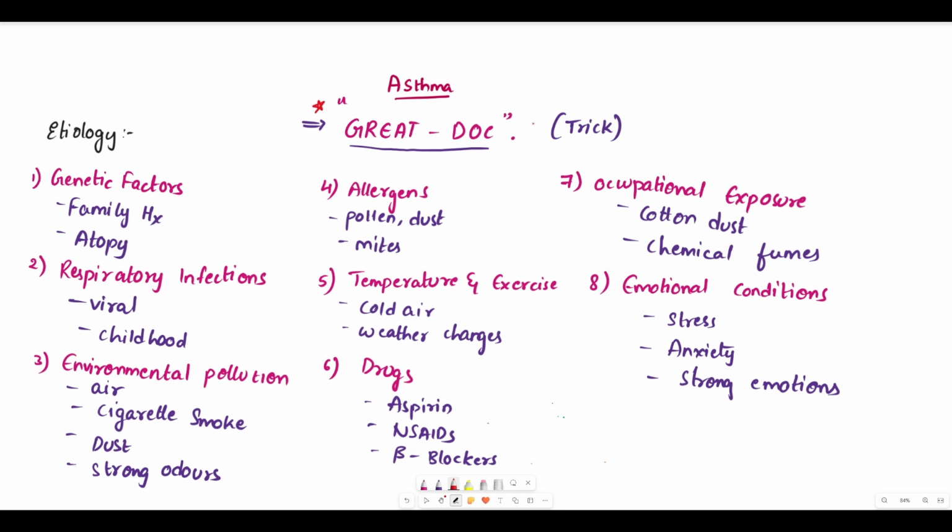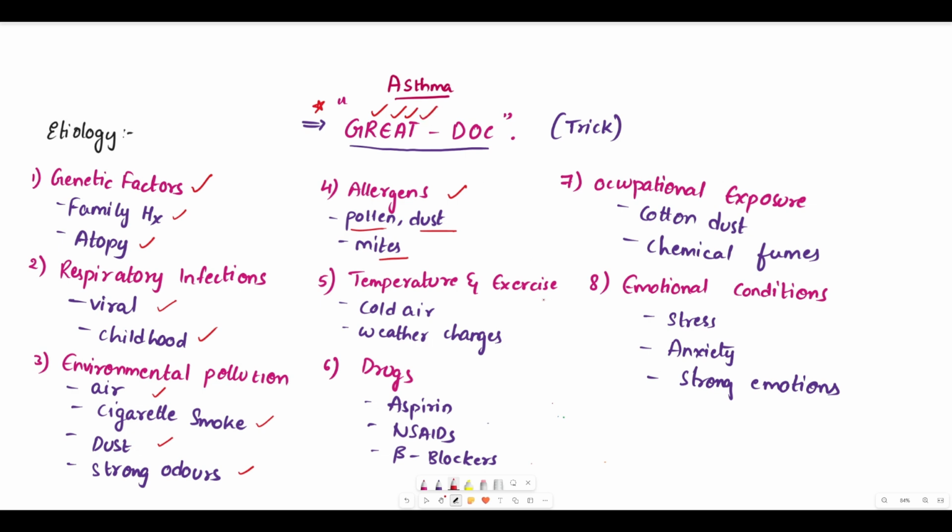So GREAT DOG is the trick you need to remember, where G means genetic factors. Genetic factors like family history or atopy can lead to asthma. Here atopy simply means allergic tendency. Next one is R, which is respiratory infections, that can be viral infections or any kind of childhood infections. Next one is E, which is environmental pollution. It can be because of air or cigarette smoke or any kind of dust and strong odors. And next one is A, which means allergens. Those allergens can be pollen, dust, or mites.